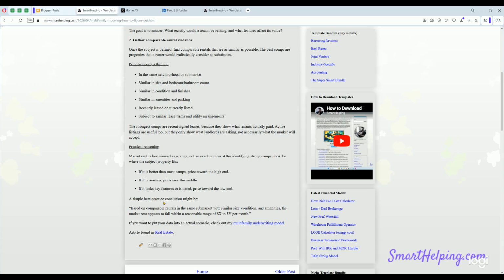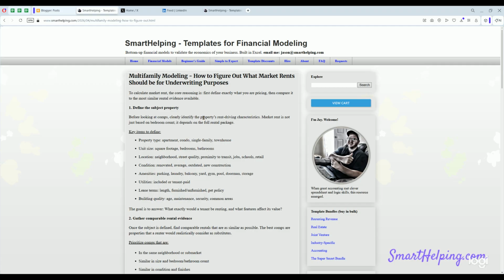And a simple best practice conclusion: based on comparable rentals in the same submarket with similar size, condition, and amenities, the market rent appears to fall within a reasonable range of X to Y per month. Now, that's all I have to say about market rents.